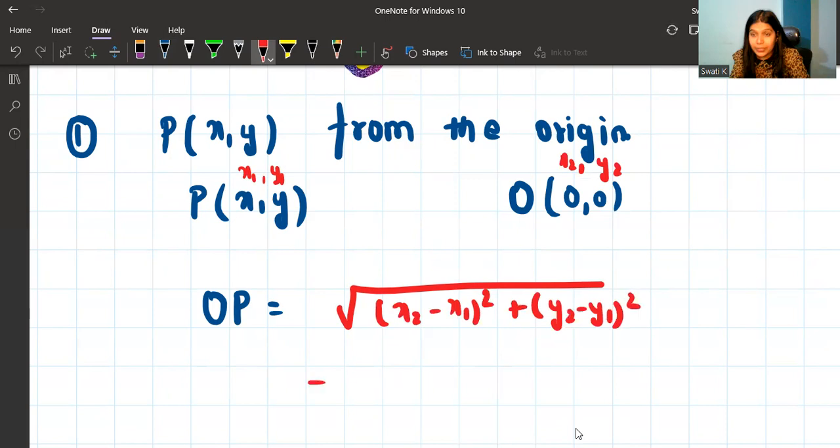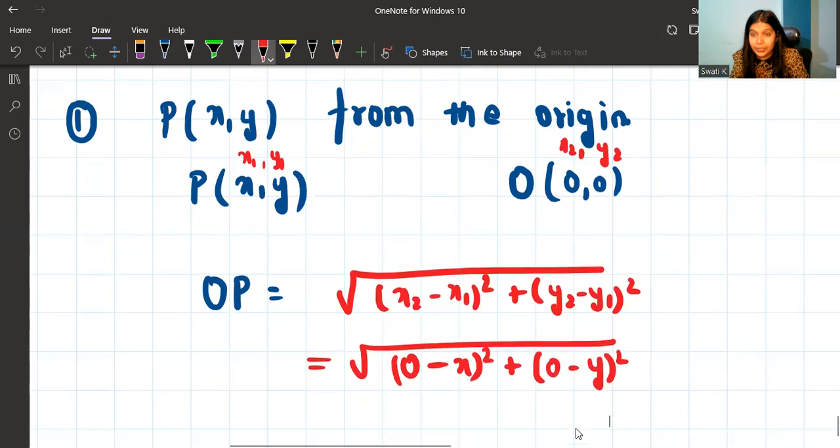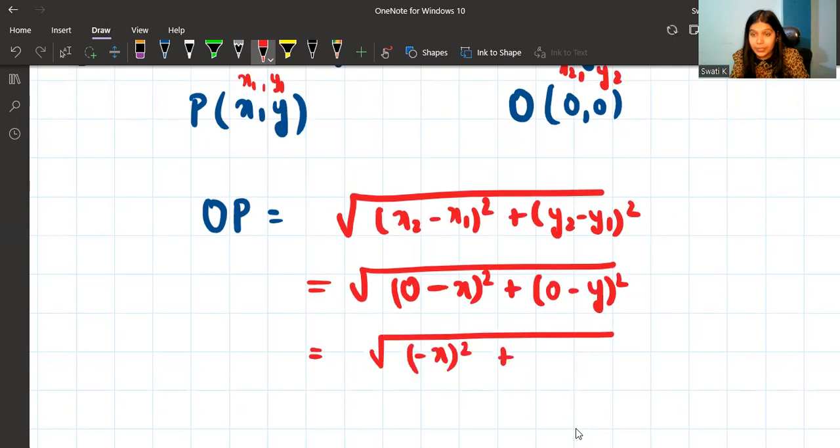Now what is x2 here? x2 is 0, so 0 minus x, where x1 is x. So 0 minus x whole square plus y2 is 0 and y1 is y, so y square. Now what is 0 minus x? It's minus x, right? But you know that minus x has a square, so it will ultimately become x square only. 0 minus y whole square is y square. So this will become x square plus y square.